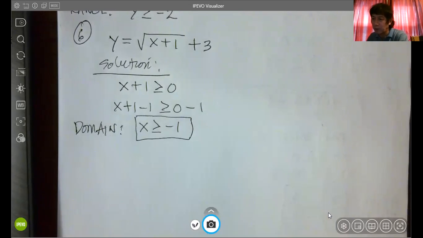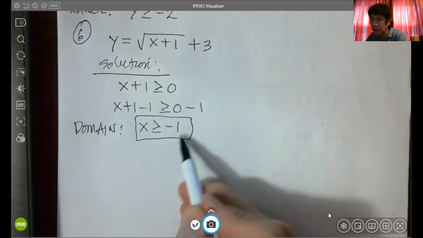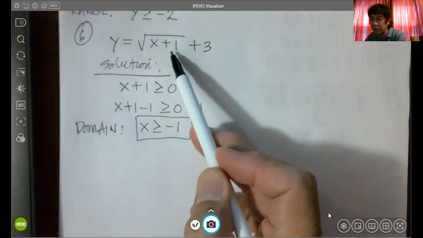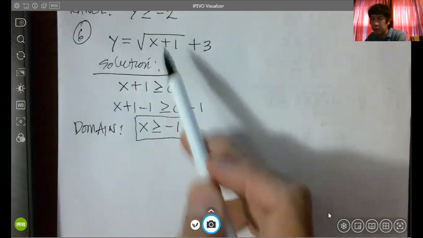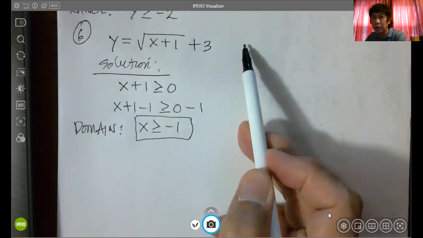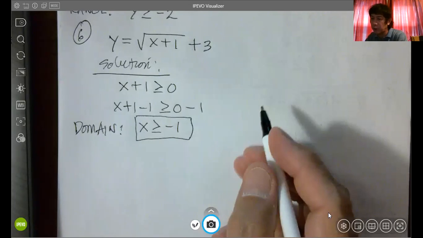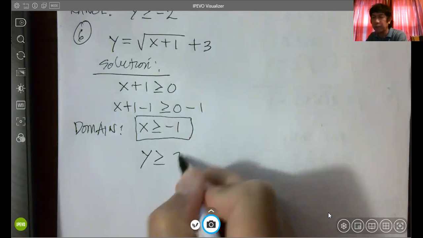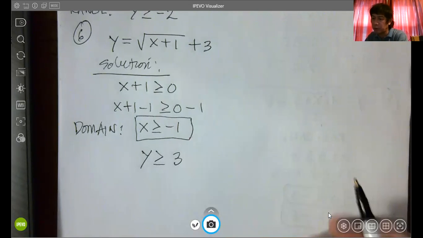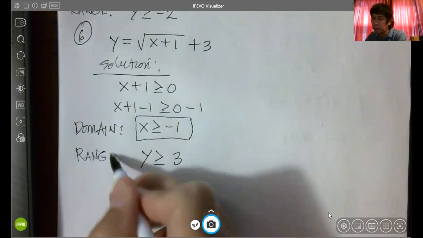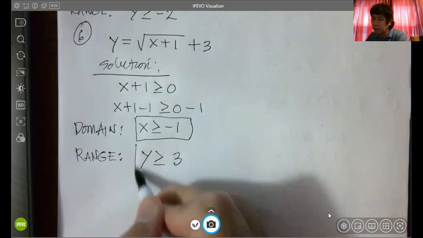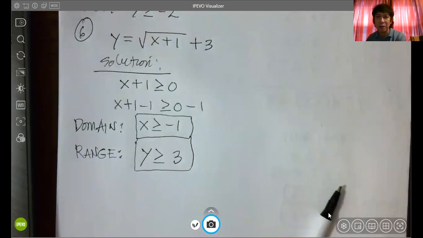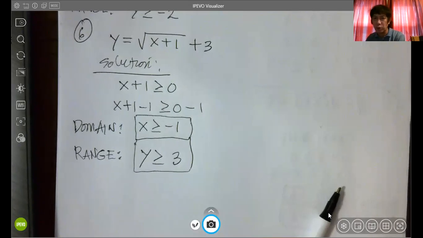How about the range? You simply use this limiting value negative 1 over here. So negative 1 plus 1 is 0. So you have a square root of 0, 0 plus 3. First value of y is 3. That's the limiting value for the range. So y can be greater or equal to the positive 3. That gives us the range. And that's it. We're done. That's how to determine the domain and range for functions with a square root expression.